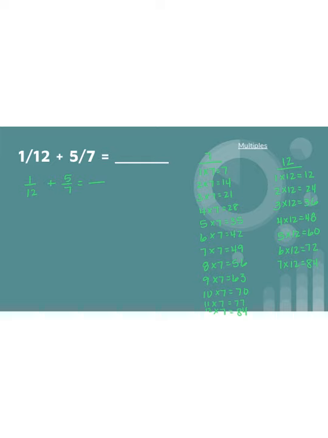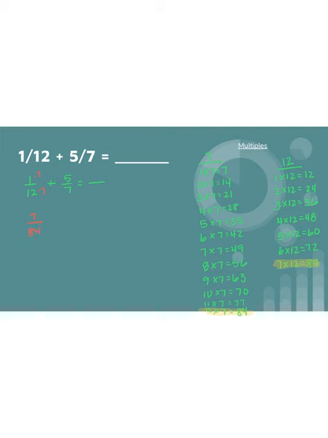Okay, so I have an 84 right here. I also have an 84 right here. So I'm going to look at my 12 first. So I'm looking at my multiples of 12, and I see that 7 times 12 is 84. So I want to bring both the denominators to 84. So I'm going to multiply this by 7, and I'm going to multiply this by 7. Remember, whatever you do to the top, you got to do to the bottom. Whatever you do to the bottom, you have to do to the top. So I have 7 over 84 for that one.